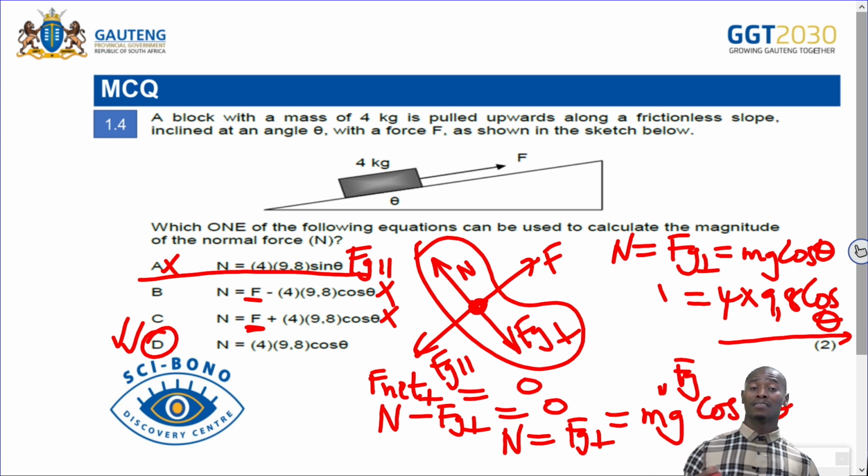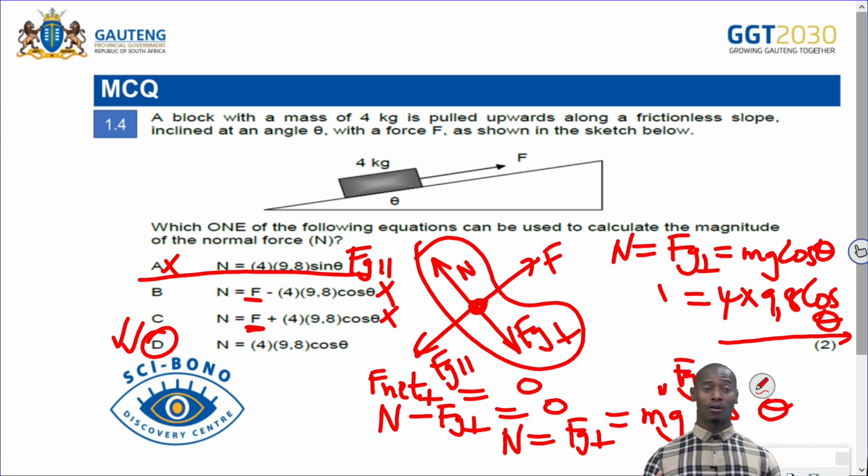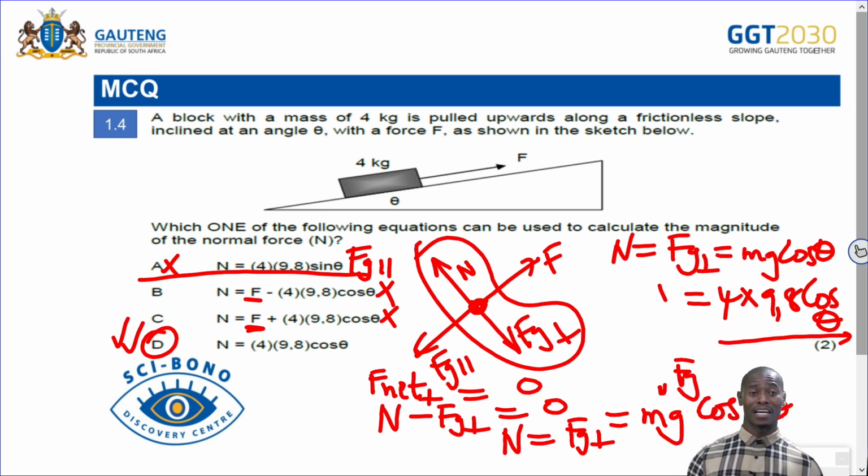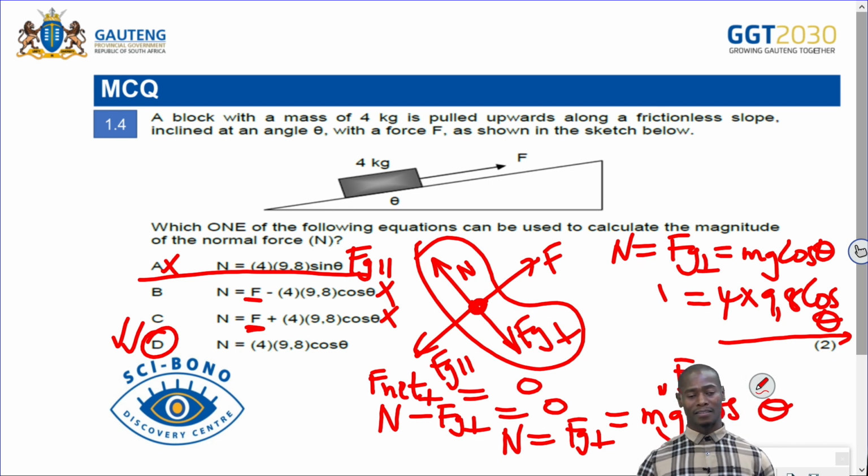Sine theta. Same with the Fy, the vertical component, right? And the Fg perpendicular. Fy is F sine theta, but Fg perpendicular is mg or Fg cos theta. So please be careful when it comes to that. Let's not confuse those, okay? But if your maths is correct, then I don't think you are going to have a problem here.